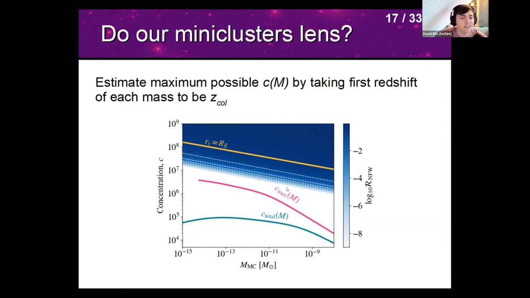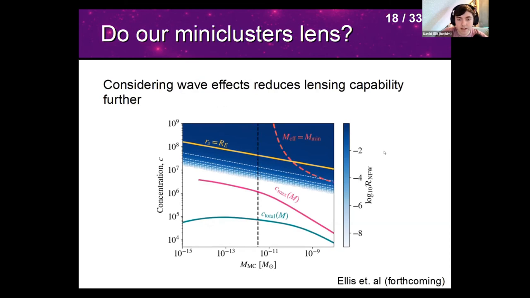But it does get worse because of wave effects. As you may know, wave effects mean that primordial black holes are unconstrained for masses below around 10 to the minus 12 solar masses. Thus, that's worse because we have to consider the smaller effective lensing area. And so really our objects have to be above this red dashed line here.